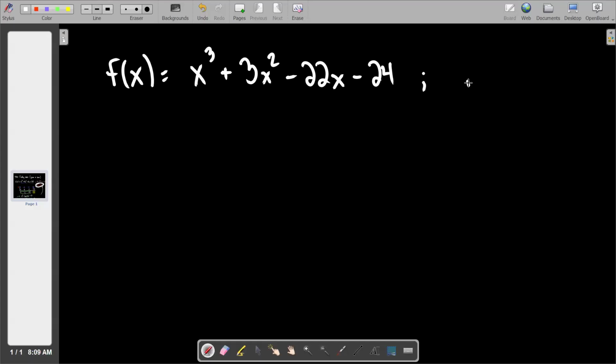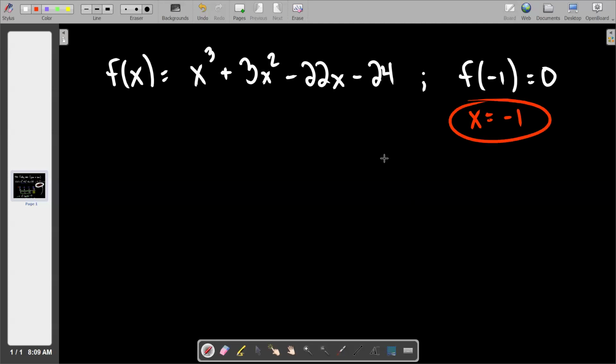We're going to say that f of -1 equals 0. What does that mean? That means that x quite literally and directly has to equal -1. That's the freebie that someone is giving you. They're saying the graph touches, crosses, bounces, whatever, does something interesting at x equals -1. So there's our freebie. So we're going to set up our purple numbers: 1, 3, -22, -24.